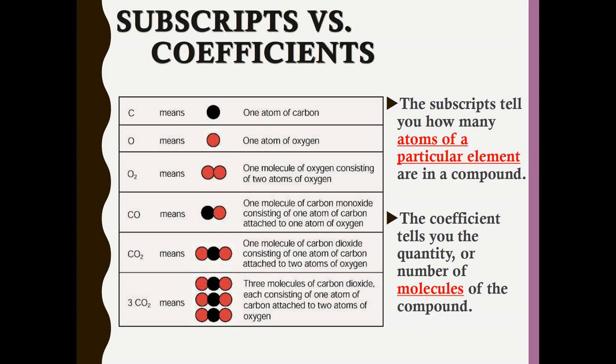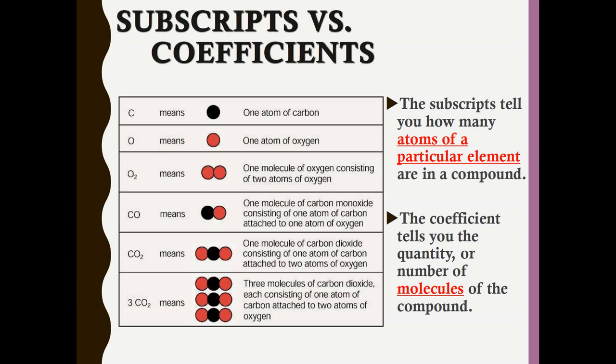So the next slide tells us the subscripts versus coefficients. It just tells you everything that I just went over. So in the chart, you can see that C means carbon, and it's shown by one black circle. It's a valence circle, so one atom of carbon. If I have one red circle, it tells you one atom of oxygen. They're just using different colors to differentiate the two different elements.